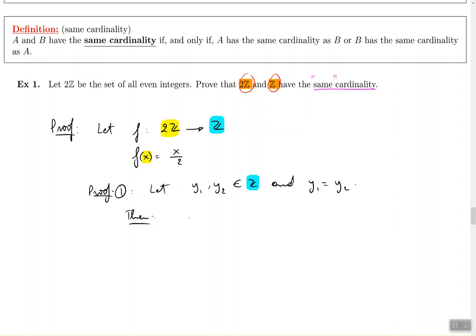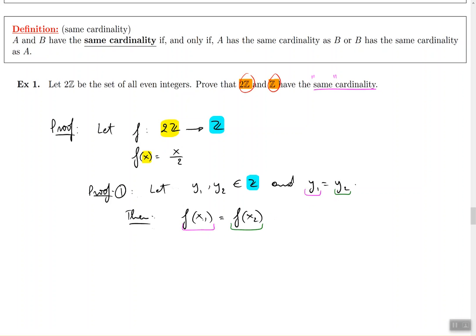Well, y1 is the image of some x1. In other terms, y1 came from mapping some x using the function f into the second set. And similarly, y2 came from some pre-image. So x2 gets mapped by the function f into the second set, and it gives me y2. So basically what I'm saying is that y1 is the same thing as f of x1, and y2 is the same thing as f of x2.